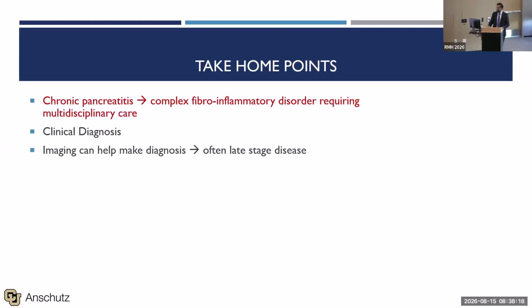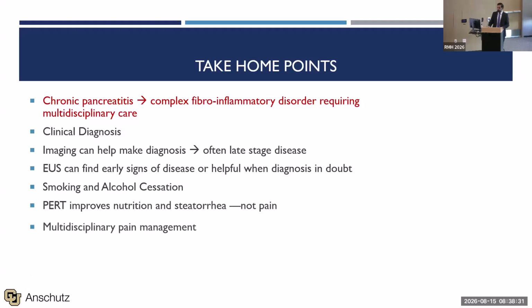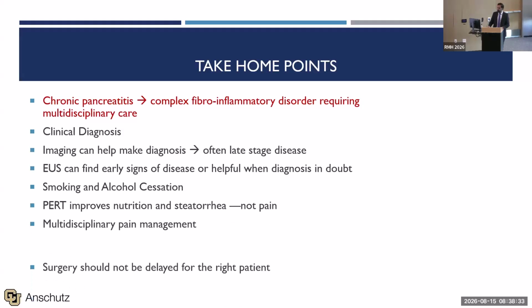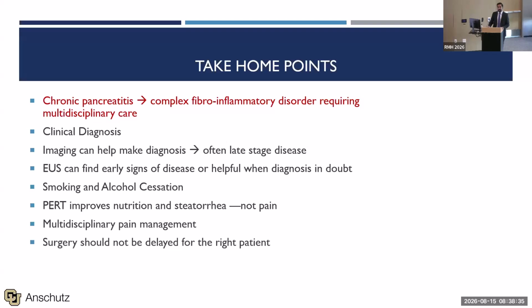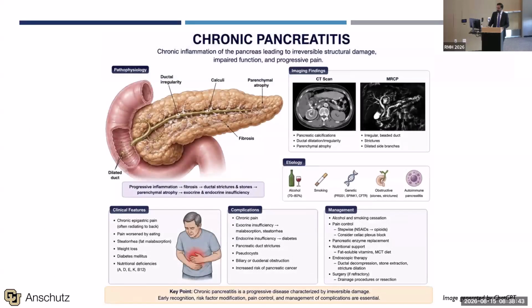I think imaging can be very helpful. EUS is also helpful in early stage disease if you're looking for something or the diagnosis is in doubt. Really stress smoking and alcohol cessation. Pancreatic enzyme replacement therapy will be helpful, but won't treat patients' pain, and use multidisciplinary pain management. And then surgery shouldn't be delayed for the right patient, and then look for cancer in the right folks. So for a more formal version of chronic pancreatitis from ChatGPT, this is what it recommended before the comic.